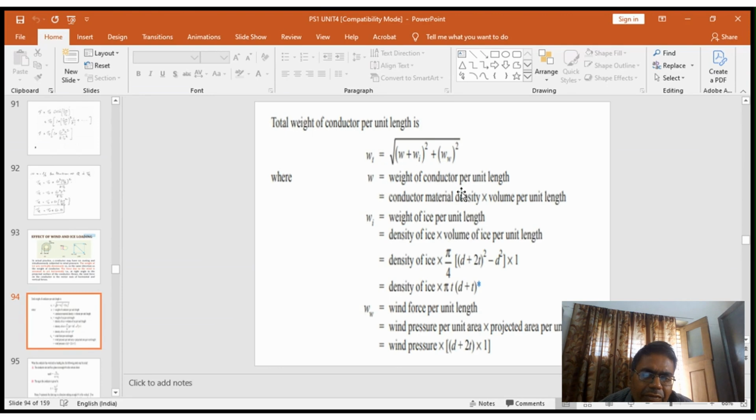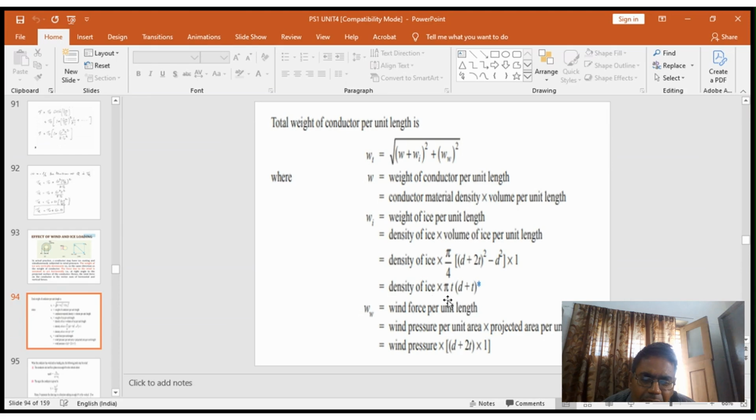The weight of the conductor per unit length is nothing but the conductor material density into the volume per unit length. This is the formula for weight: conductor density into volume is nothing but weight. Wi is equal to the weight of the ice per unit length, that is density of ice into volume per unit length, density of ice into π/4 [(d plus 2t)² minus d²], which is area into length, where length is 1.